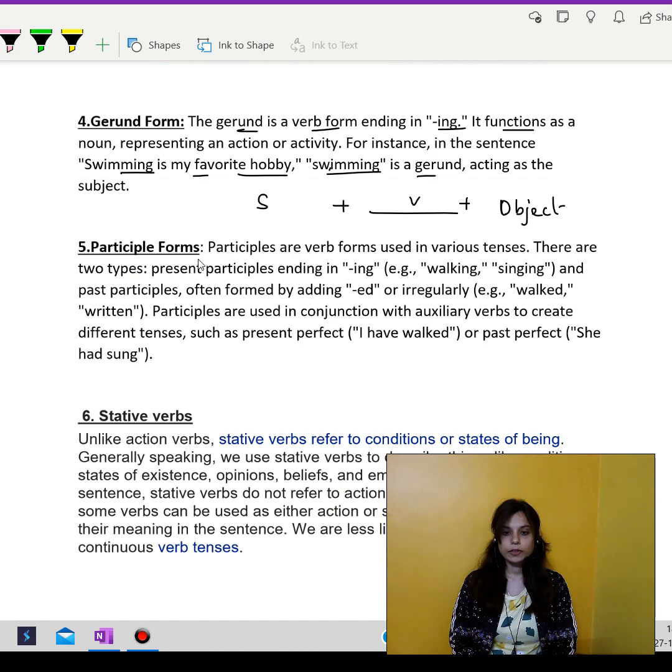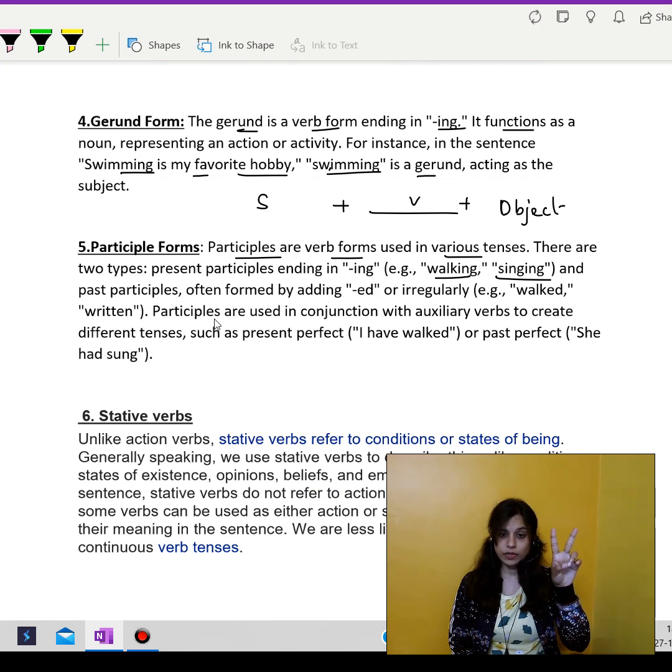Coming to the participle forms, participles are verb forms used in various tenses. There are two types of participles. First is the present participle, which is ending in continuous form, that is ing, like walking, singing. And the second is the past participle, which is ending with ed, like walked, written, used in past tense.